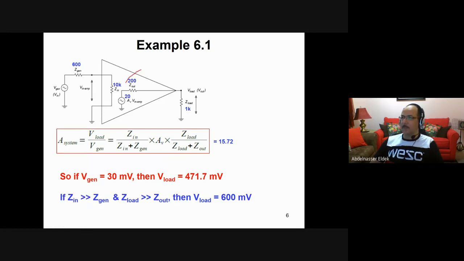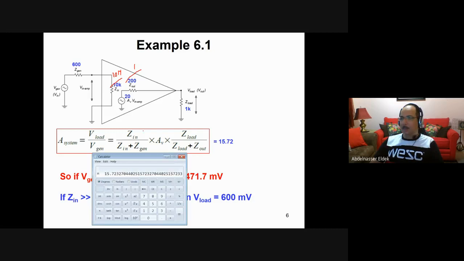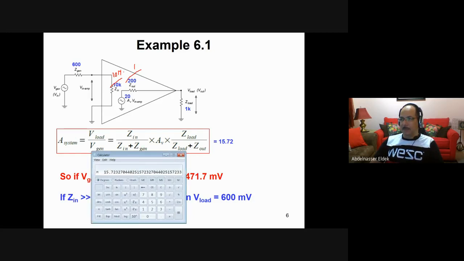Okay, let's make this, for example, only 1 ohm. And this one here is, for example, 10 mega. Okay, let's see. What is the value of the amplification? If this is 10 mega and this is 1 ohm, then in this case, the amplification is what?